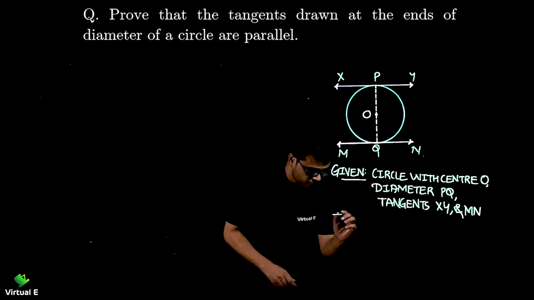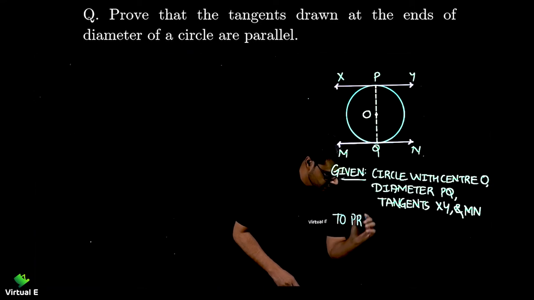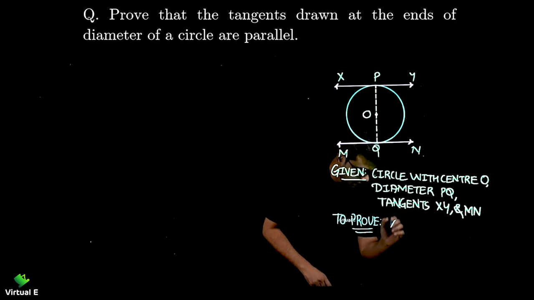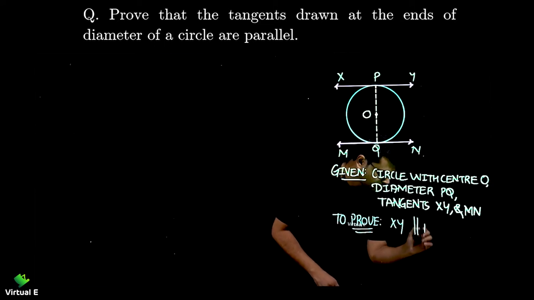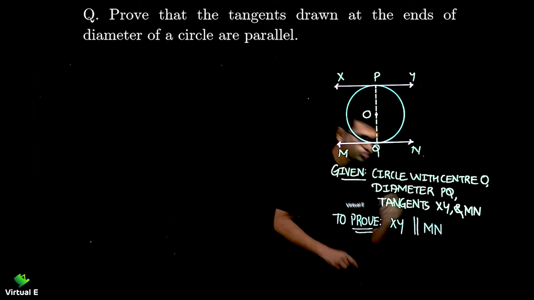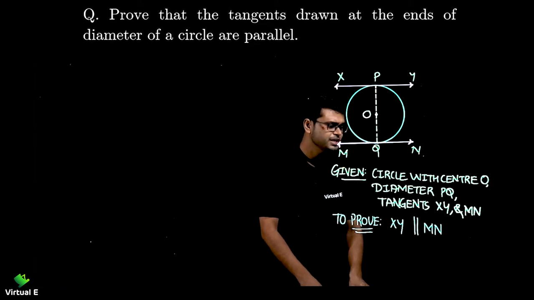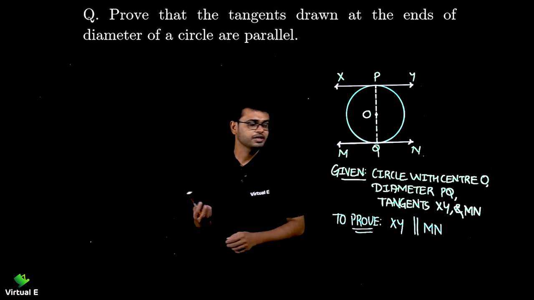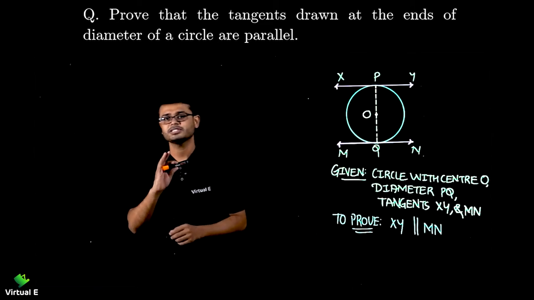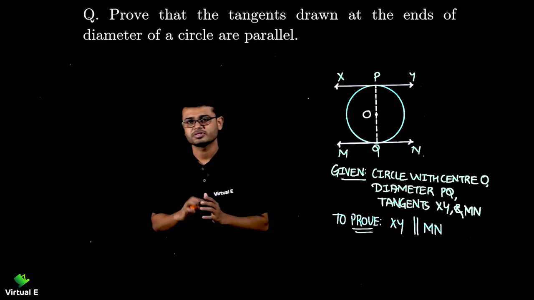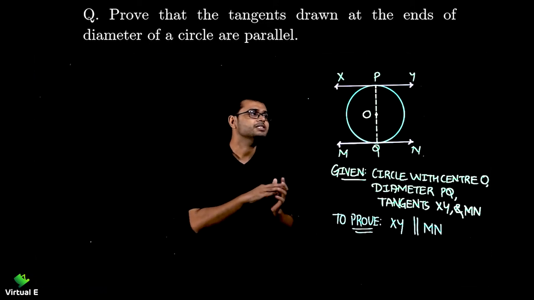Now what we need to prove? We need to prove that the tangents are parallel. Tangents XY parallel MN. We need to prove XY parallel MN. Now here we need to remember the basic condition that we learned in grade 9, how to prove two lines parallel, right? You must have learned the topic of transversal. We are going to use that concept over here.